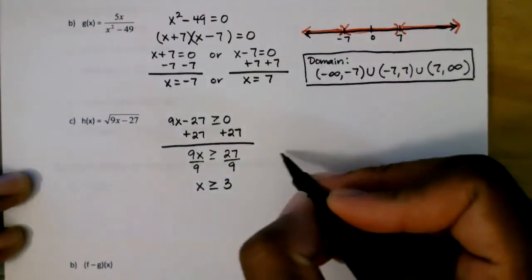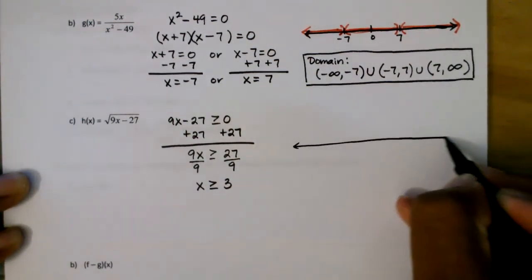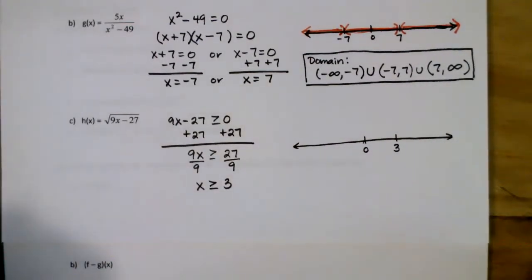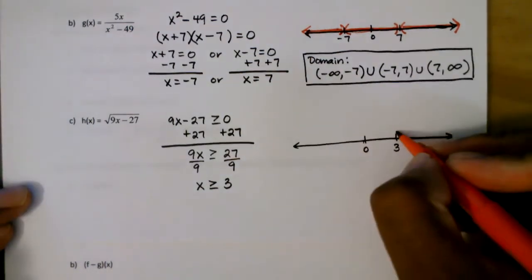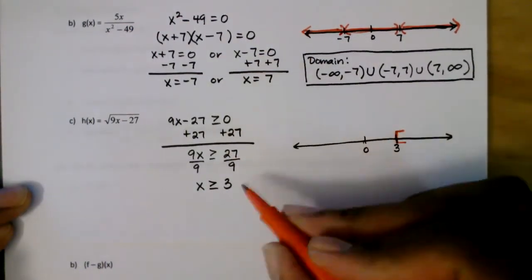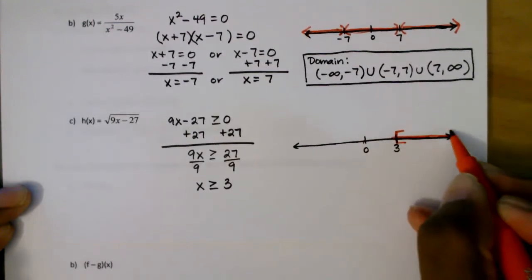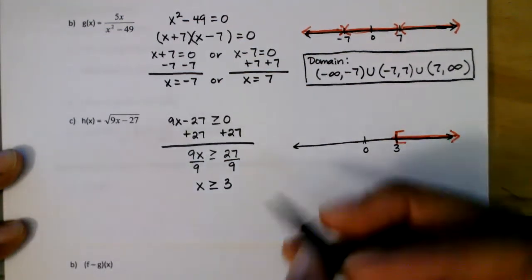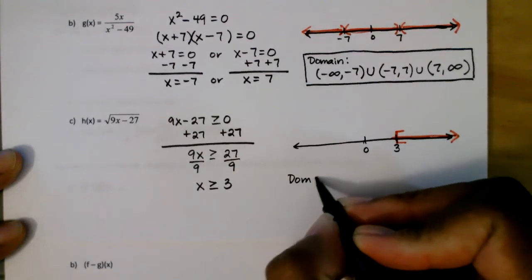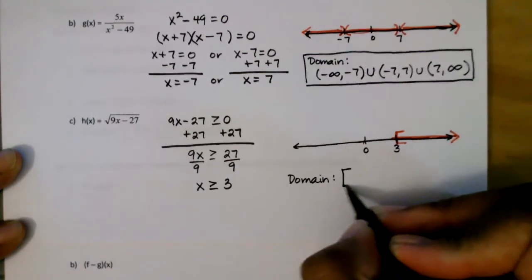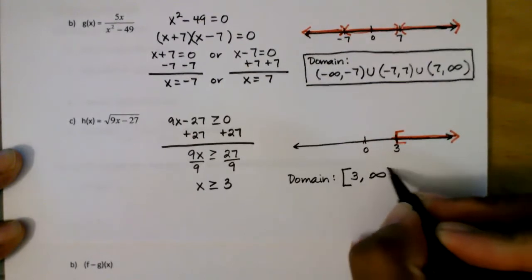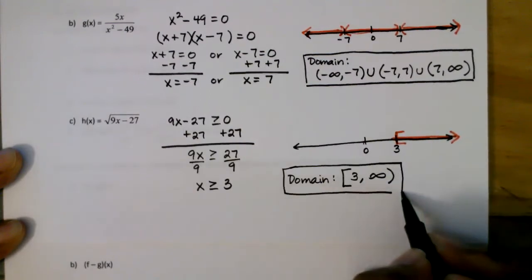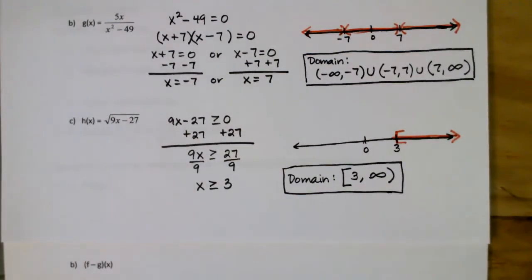All right, so if you want to do this, you can draw the number line to help you. Well, we know we can include 3. So that's why we have the bracket. Greater than means we shade to the right. Any x value greater than 3 or equal to 3 will satisfy this h of x function. So the domain in interval notation would be this. A bracket at 3 goes on indefinitely to the right. That'd be infinity. So this is the domain for that radical function.